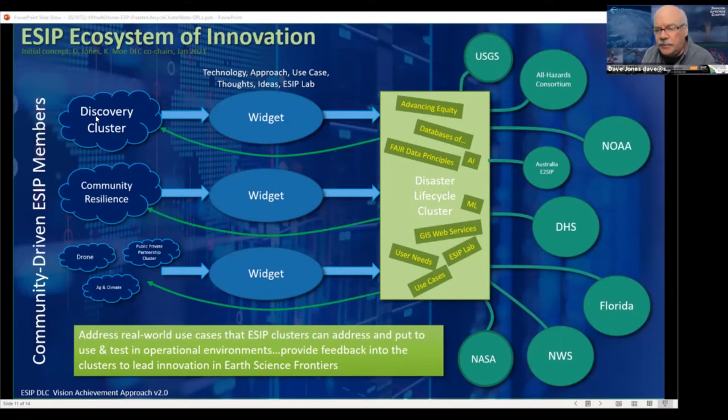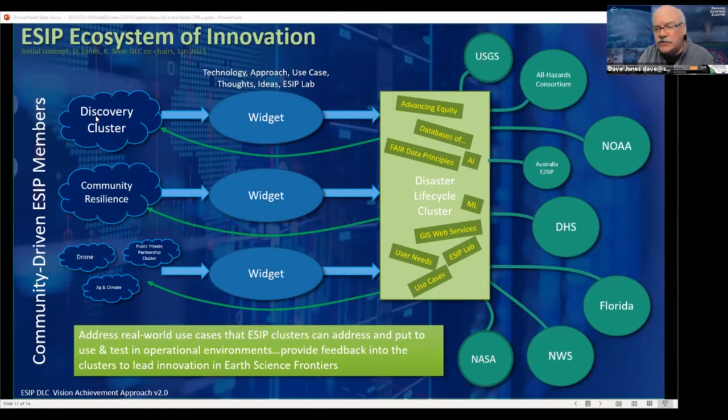It might be in the form of a widget, it might be in the form of a machine learning algorithm for AI. It also might be something that has to do with web services. If you have GIS web services and you have a data set saying, hey, I have a data set of all of the roads where a 4x4 fire truck can work its way through the mountains. Is that a good data set? Well, yeah, we could test something like that. So that goes into the disaster lifecycle cluster.